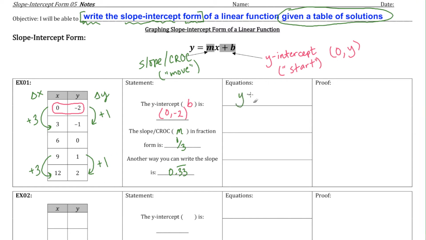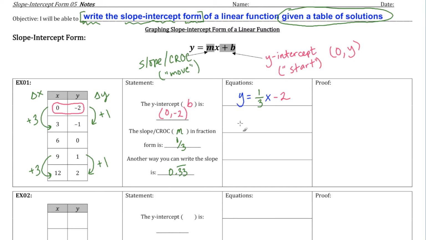Let's go ahead and write our equation that goes with these x's and y's, with these solutions. So y equals, our slope is 1 over 3, 1 over 3x. Our y-intercept is 0, negative 2, so we'll put minus 2. So 1 over 3 x, and then we will put minus 2. So 1 over 3 from here, and minus 2 from 0, negative 2.